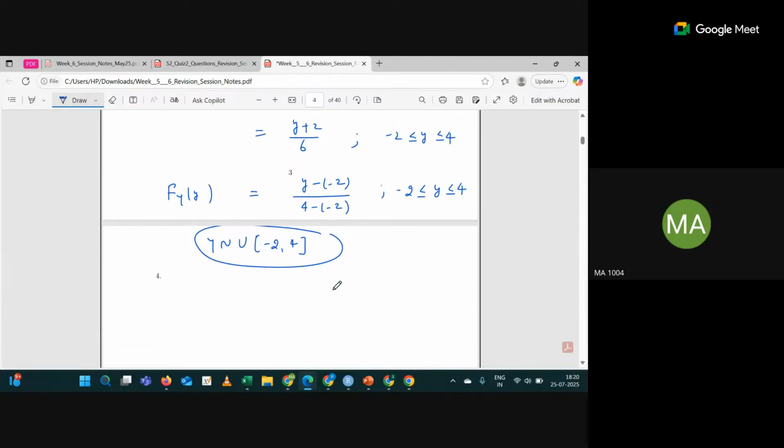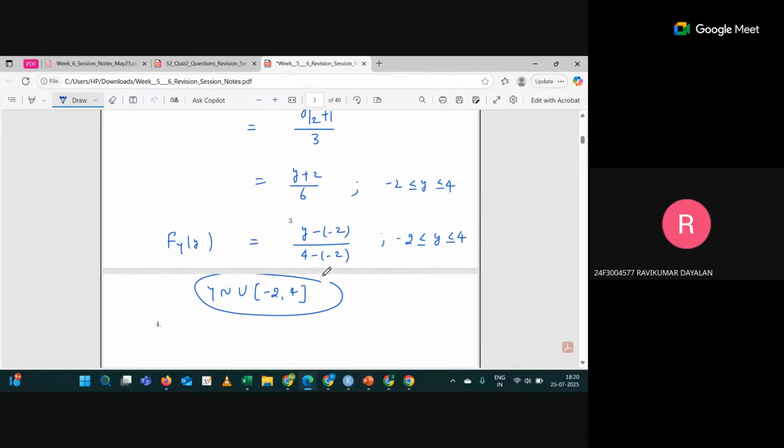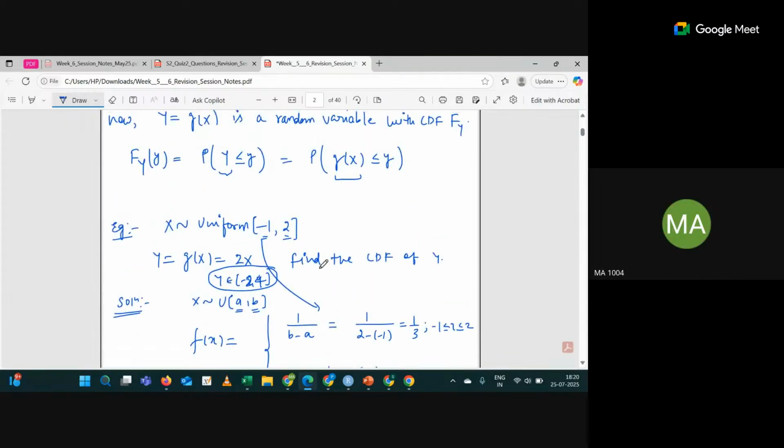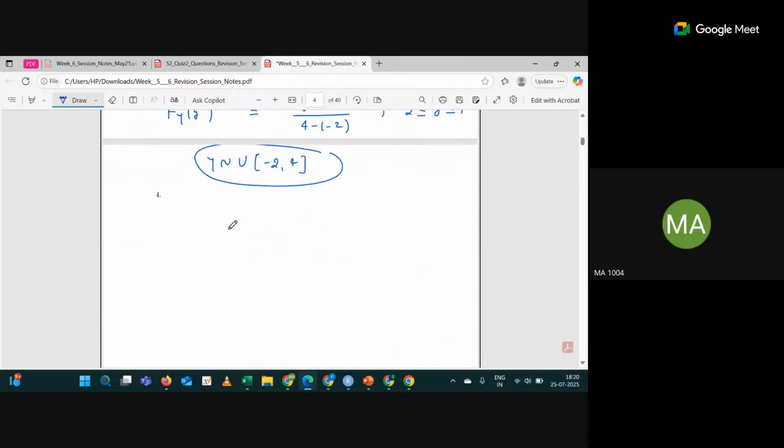Sir, sorry to interrupt. How did you get that Y support, -2 to 4? Is it given in the sum? No. Y is defined as 2X, right? If X is from -1 to 2, putting the values, Y will be -2 to 4, right? Okay. Thank you. Got it.